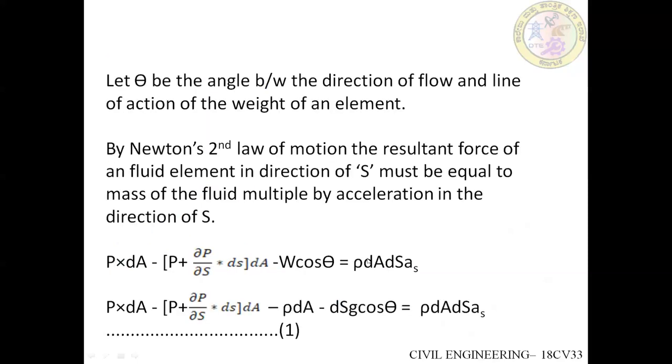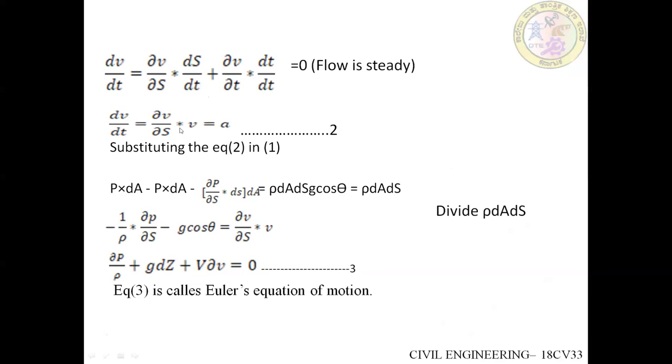Here in this equation, let us see what As is. As is the acceleration in the S direction. We can write this As as dV by dt. A is the acceleration, which is nothing but the rate of change of velocity. If we partially differentiate this velocity, we get dou V by dou S into ds by dt plus dou V by dou t into dt by dt, which will be equal to 0.